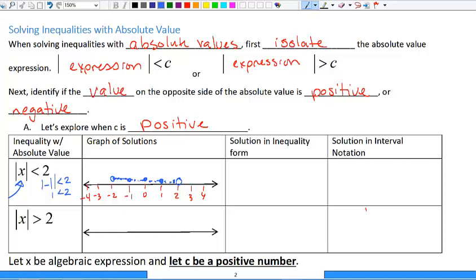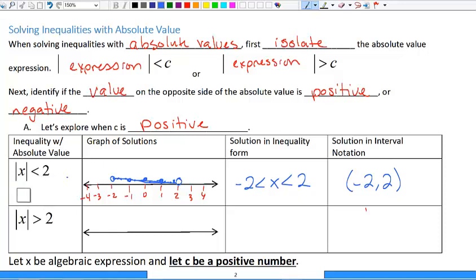And so what it ends up looking like is a line between 2 and negative 2. In inequality form, that'll look like negative 2 is less than x, which is less than 2. And in interval notation, that'll be negative 2 to 2 with parentheses, not brackets, because you're not allowed to equal it. All right, so that is what happens when it's less than 2.